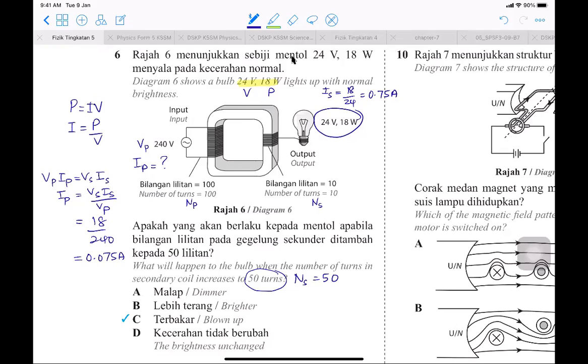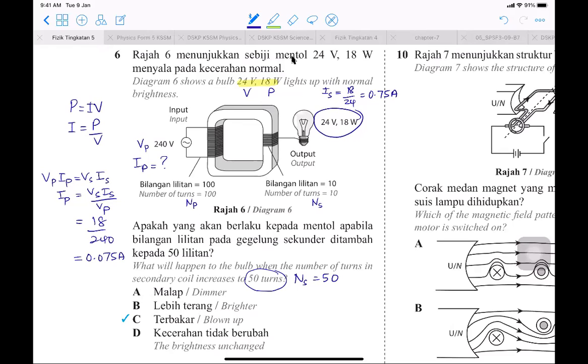IS by using NS equals to 50. Dapat kira? Did you get the answer?